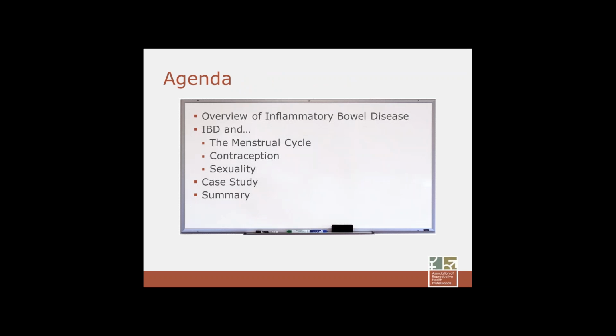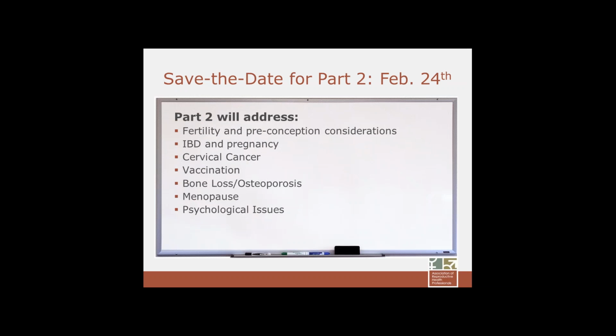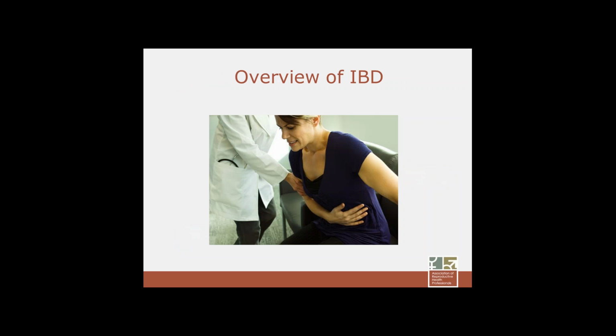Next slide. So we're going to talk about just a quick overview of inflammatory bowel disease, and then in context, how that overlaps with the menstrual cycle, contraception, sexuality, and then we'll do a case study, and then we'll summarize at the end. So just to remind everybody that part two will be next week, and that's going to address fertility and preconception considerations, pregnancy, and then some preventative health types of topics like cervical cancer, vaccinations, bone loss, menopause, and some other psychological issues. Next slide. All right, so let's talk briefly about IBD and what it is.